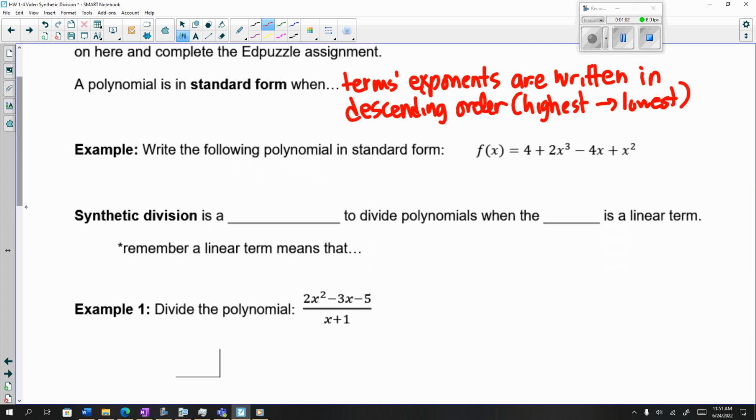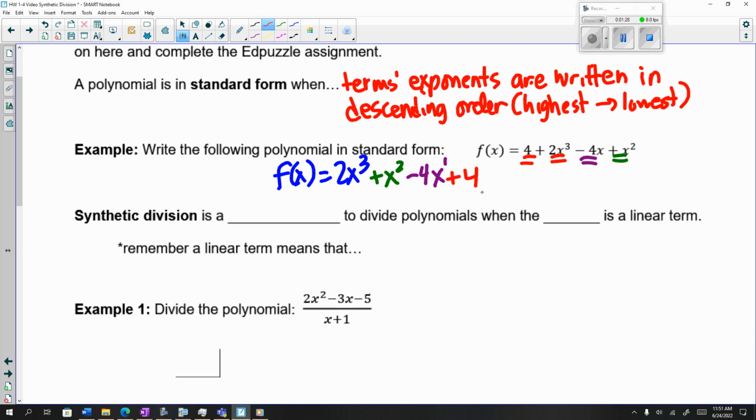So here's an example. Write this one in standard form. So we want to look for the highest exponent first, which is 2x cubed. And we're going to rewrite this as 2x cubed first. And then second is going to be x squared. And then next is going to be negative 4x, which is to the first power. And then the last term is going to be the plus 4, which is the constant. Okay, so it goes 3, 2, 1, 0.